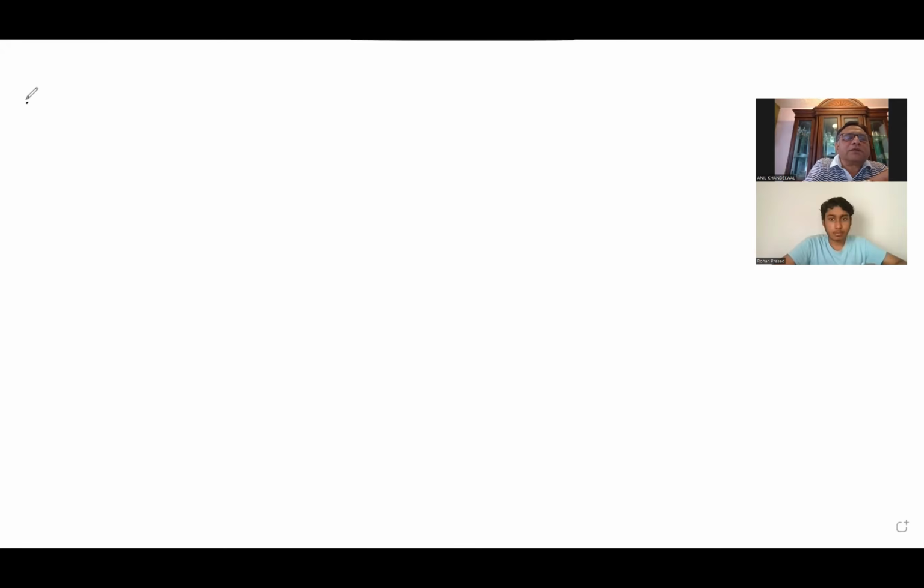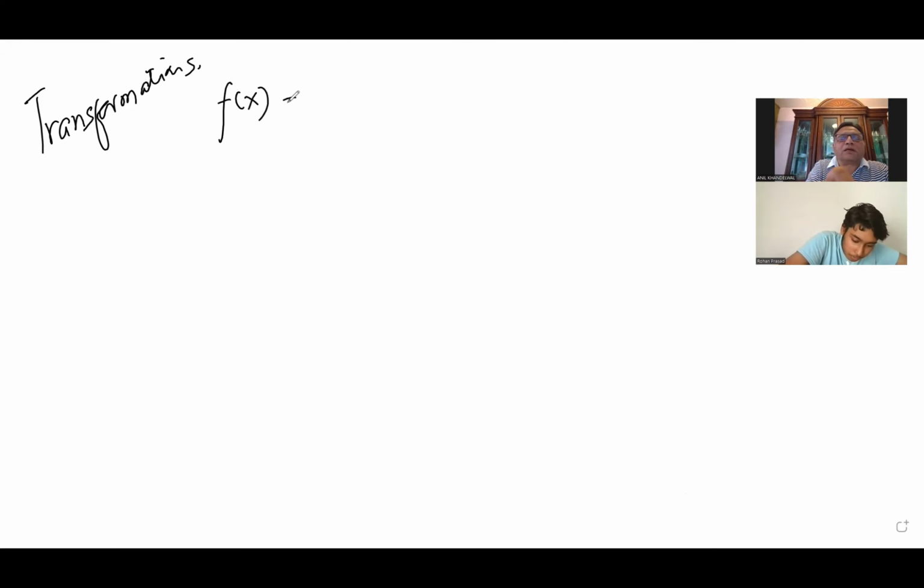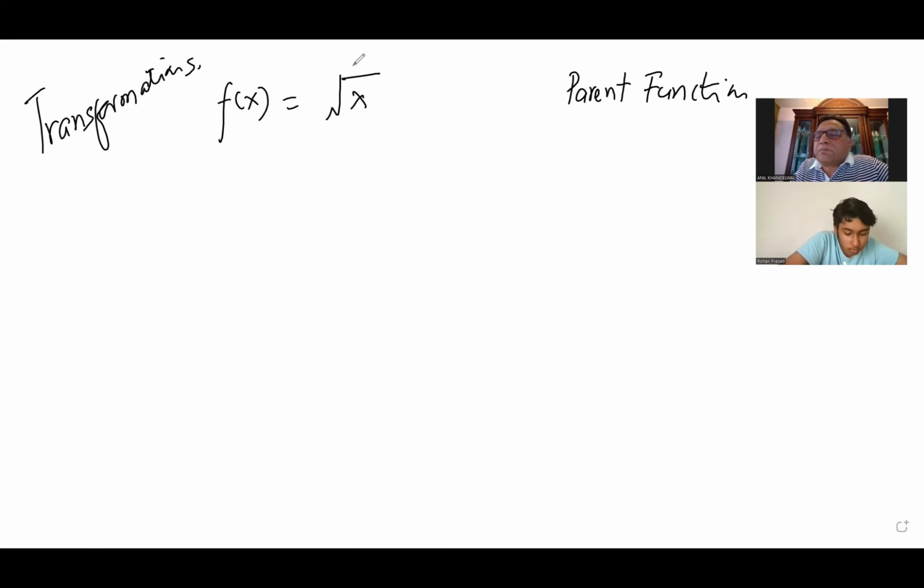So we'll talk about transformations today. Let us say f of x is a function. Normally we'll consider f of x as any parent function. I want to take square root x as our function for the time being. The reason is very clear, because square root x has restriction in both domain and range, right?